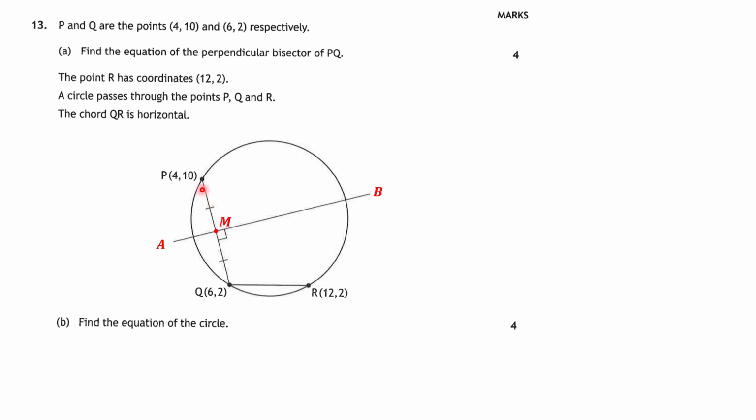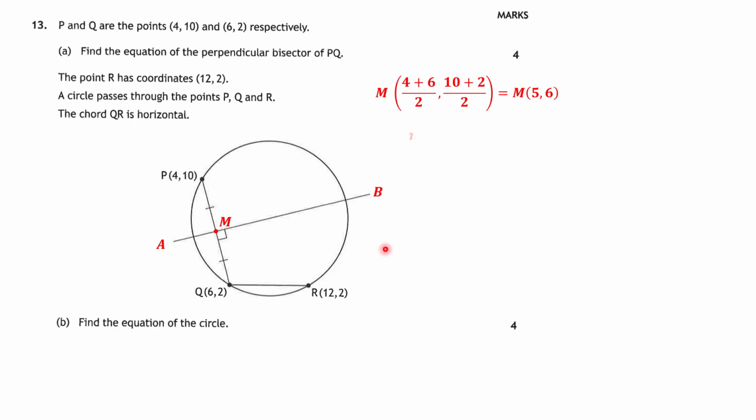Now if it's a bisector, this point here is the midpoint. We can find it by using the two endpoints and finding the averages of the x coordinates and the y coordinates. So we just add up the x coordinates and divide by 2, we add up the y coordinates and divide by 2, and you get (5, 6) as this point here.